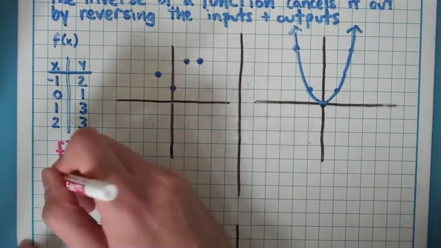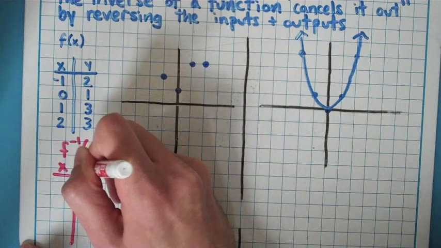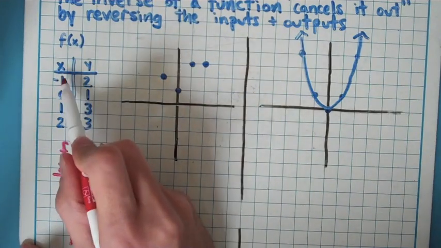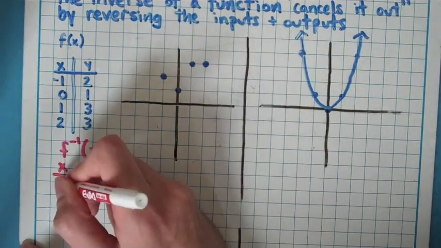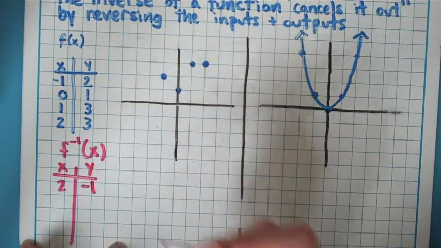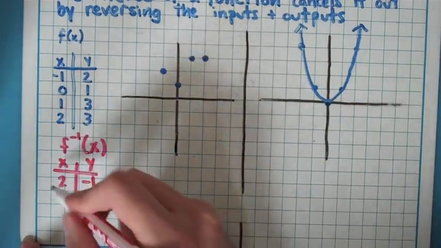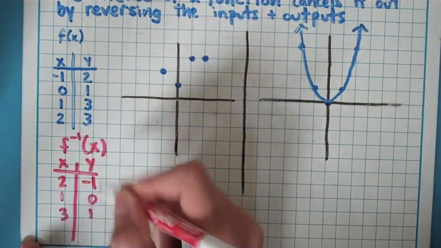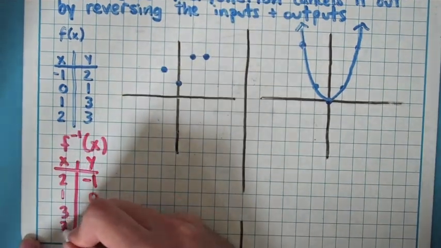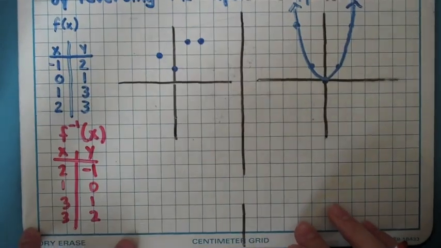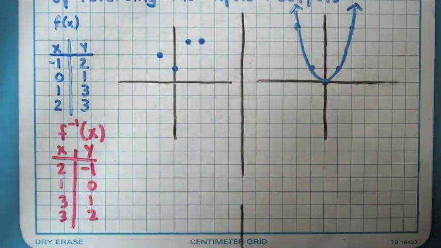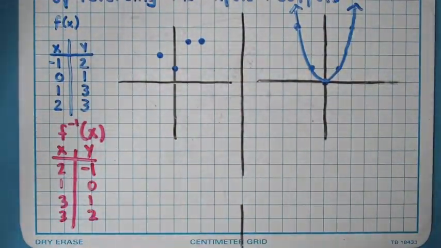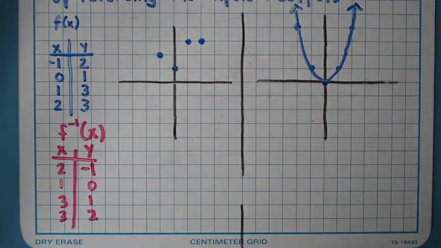And all I'm going to do here is make a new table reversing my inputs and outputs. So it was -1, 2. Now I'm going to have 2, -1. 0, 1 is going to be 1, 0. 1, 3 becomes 3, 1. And 2, 3 becomes 3, 2. So I took my points right there and I flip-flopped my input and output values to get the inverse. So it's like the opposite of my original.